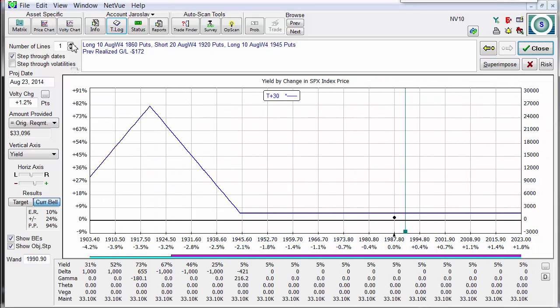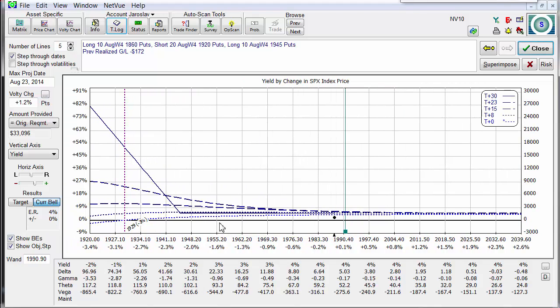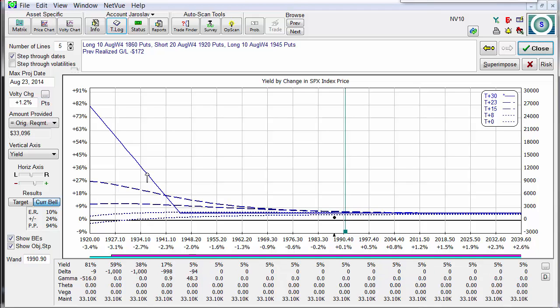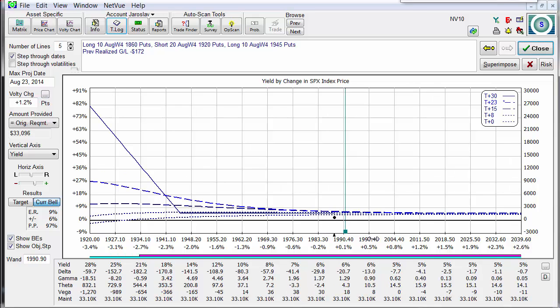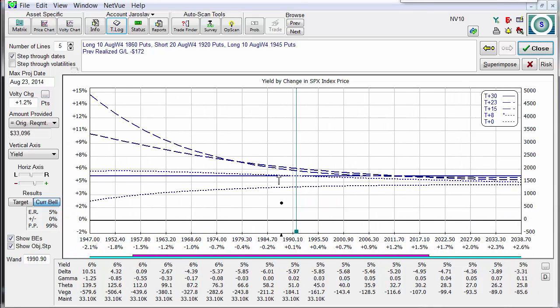Let me put these lines back in. Here, you can see with 5 lines how the time decay goes. This is every week roughly, every 8 days: plus 8, plus 15, plus 23, and expiration in a month. So if we can actually get up here, where is that? We can get to our expiration profit if we stay at the same place in a week. So let's see if it does that. That'd be great if it does, and then we can close it and move on to another trade. But that's pretty much it for tomorrow.